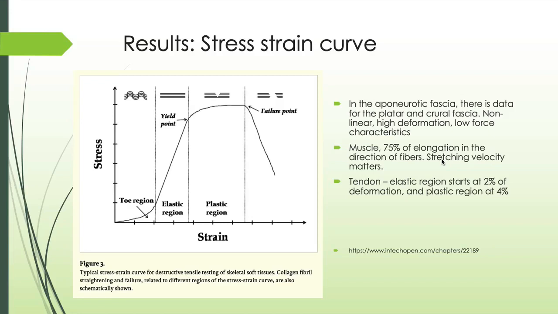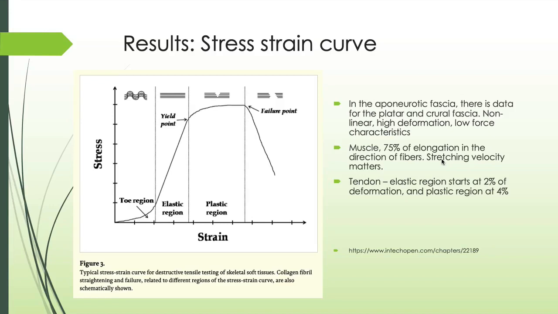And then the failure point is the sudden failure of a tissue occurring, and then the stress vanishes. All right. In the aponeurotic fascia, there is data for the plantar fascia and the crural fascia. Stress-strain is non-linear, with the initial portion of the curve showing high deformation, low force characteristics. In the muscle, the presence of the aponeurosis and epimysium play a role in the mechanical failure.